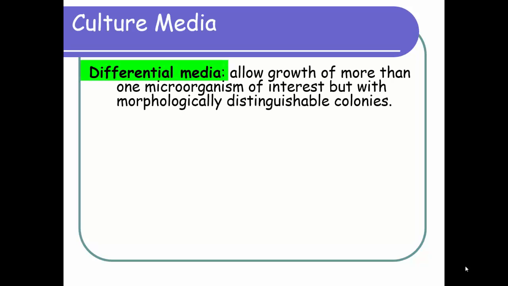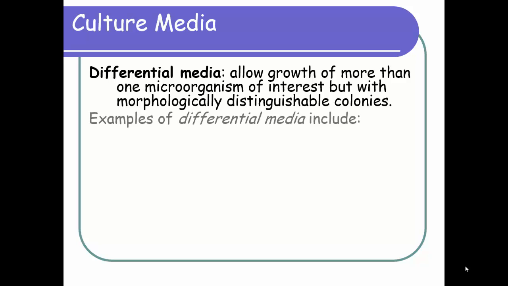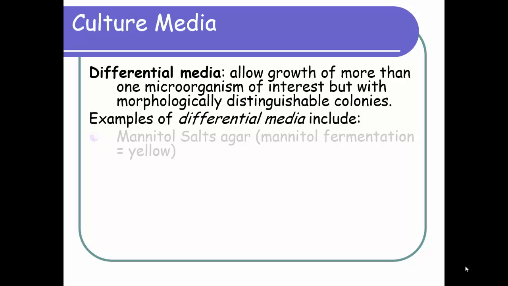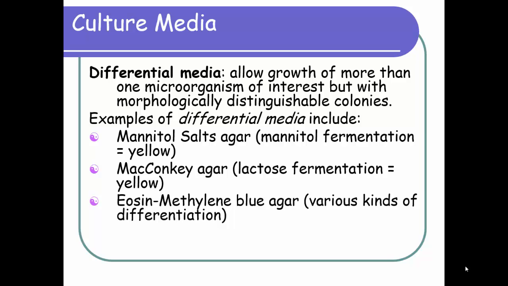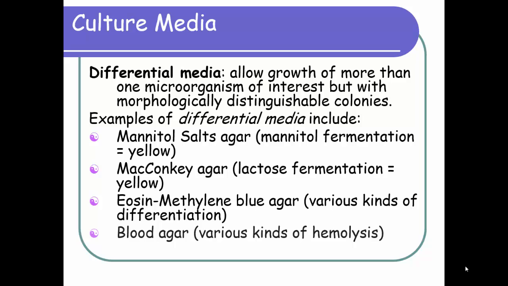Differential media allows the growth of more than one microorganism of interest, but with morphologically distinguishable colonies or changes to the media. Examples of differential media include mannitol salt agar, MacConkey agar, EMB agar. And you go, wait, weren't those selective medias? And the answer is yes. They can be both. Blood agar is a differential media because many times different bacteria will hemolyze the blood within the agar, and this allows a differentiation. So we can distinguish or differentiate between different bacteria.